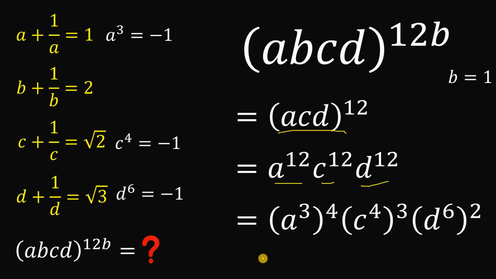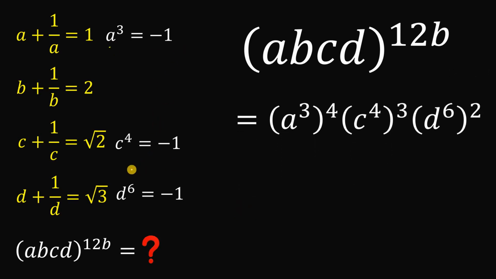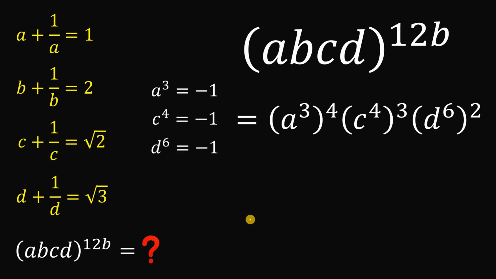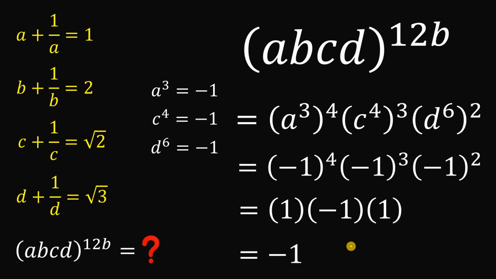Alright, so let's focus on this result. And finally, we can now use the value of a cubed, c raised to the 4th power, and d raised to the 6th power. If we use all those values, we get negative 1 raised to the 4th power times negative 1 raised to the 3rd power times negative 1 raised to the 2nd power. Simplifying this, we have 1 times negative 1 times 1. Simplifying this again, we have negative 1.